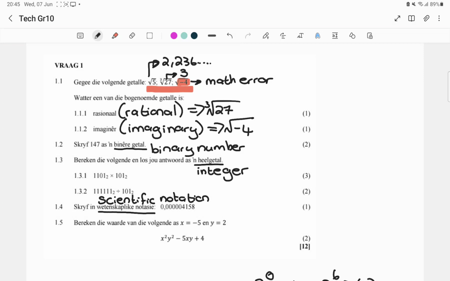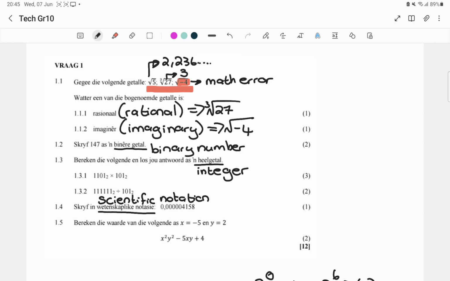So the number 1 tip I can give you with question 1.1 or similar questions is to always first work out what the answers of these numbers I gave you are, and then you take those answers and determine, is it rational, is it real, is it irrational, or whatever. Right, so let's move on to question 1.2.